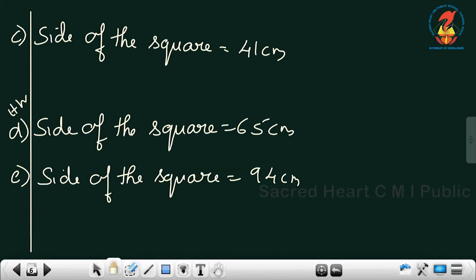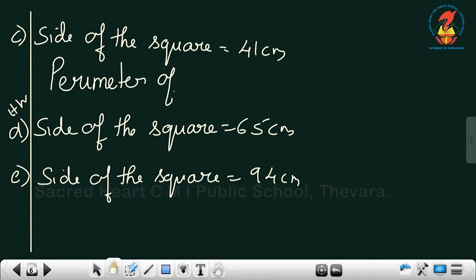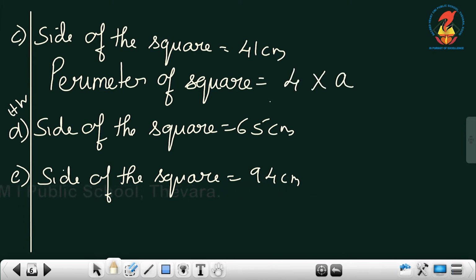Now, third question. Side of the square is equal to 41 centimeter. Right. Perimeter of square. Every question I want you to write the formula. Perimeter of the square is equal to 4 into A. Again, what is A given here? What is the side given? 41 centimeter. So 4 into 41. How much is 4 into 41? 4 into 1 is 4. 4 into 4 is 16. So you are getting 164 centimeter.